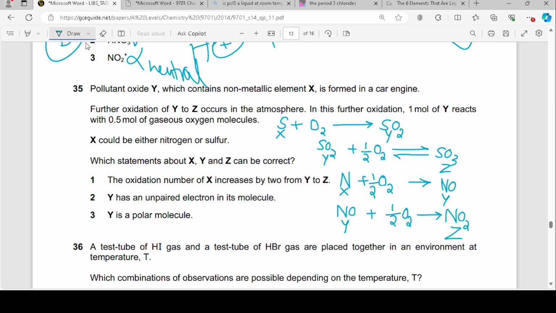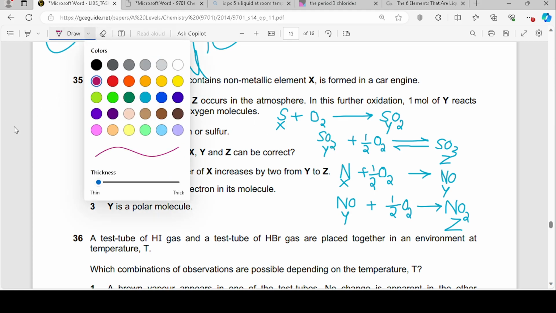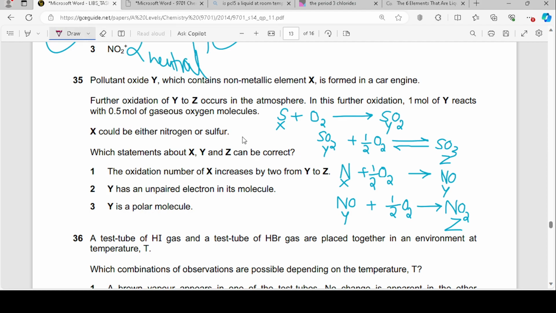So now let's read the statements. The oxidation number of X increases by 2 from Y to Z. Let me see. So over here, I'm going to use a different color, maybe. We know that oxygen has a fixed oxidation state usually of -2. So -2, and then you have 2 oxygen atoms, so I'm going to multiply this by 2, plus I'm going to take sulfur as having oxidation state of X, equals to 0. So then from this you get X equals to +4, right? So over here, sulfur has an oxidation state of +4.